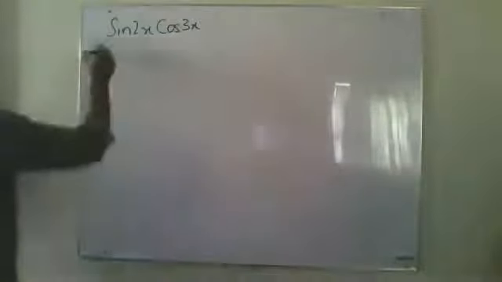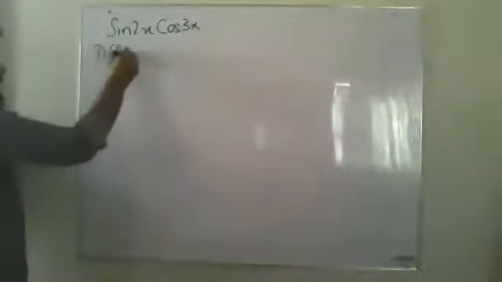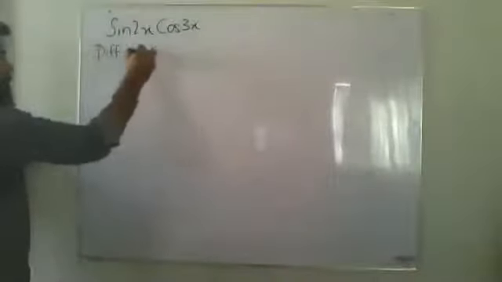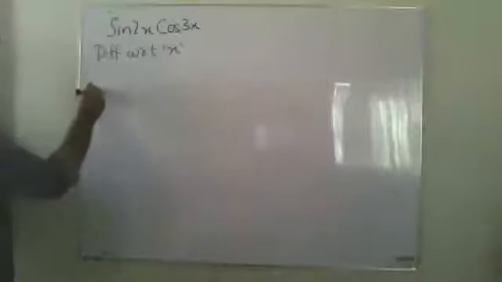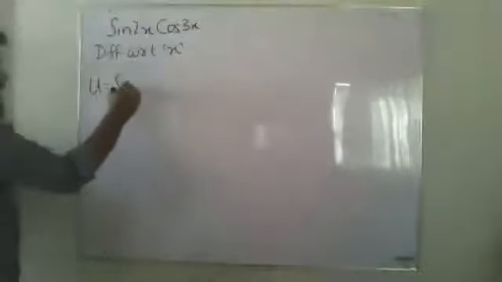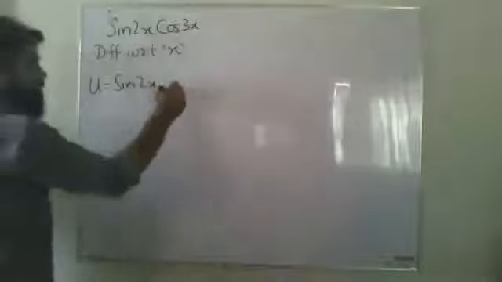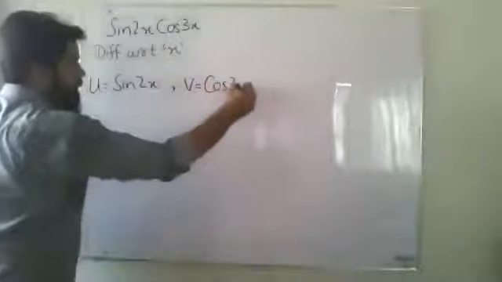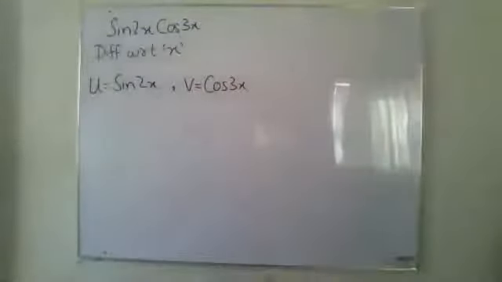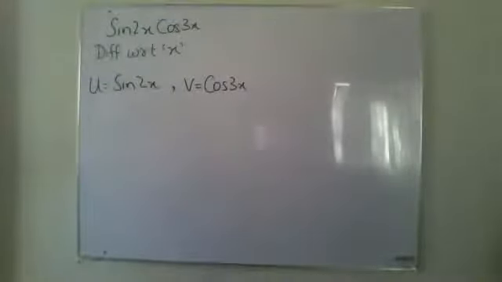Okay, differentiate with respect to x. So when I'm going to start differentiation, first of all, u equals to sine 2x. First one I'm taking as u, and v equals to cos 3x. The second one I'm going to take as v. Okay, u into v. I have to apply it because they are in the product form. That's why I've written u separately and v separately.